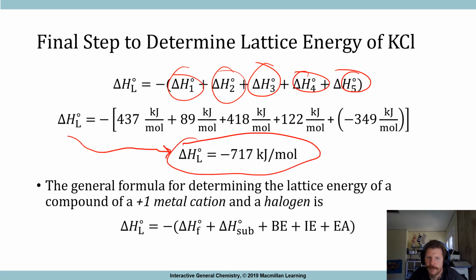kilojoules per mole. So our lattice energy takes into consideration the heat of formation, the heat of sublimation, the bond energy, the ionization energy, and the electron affinity in order to get us that total value there. All right, I hope this is helpful.